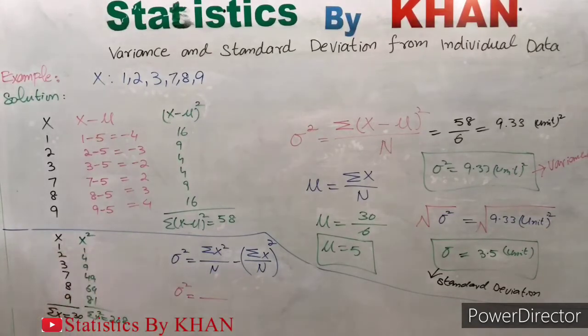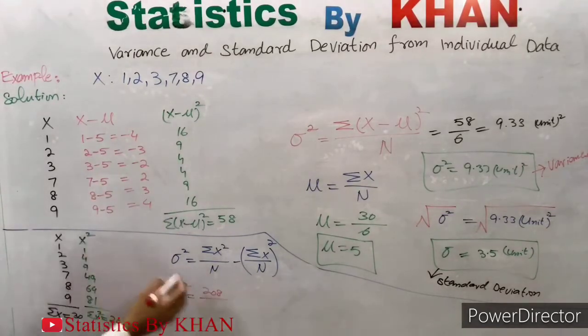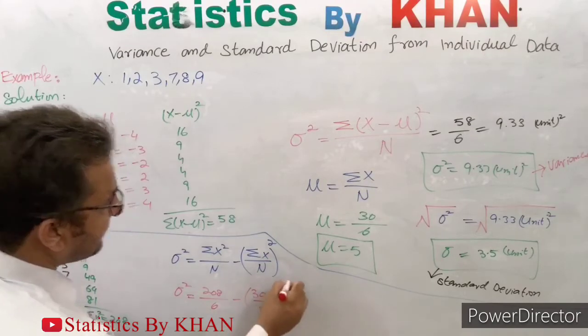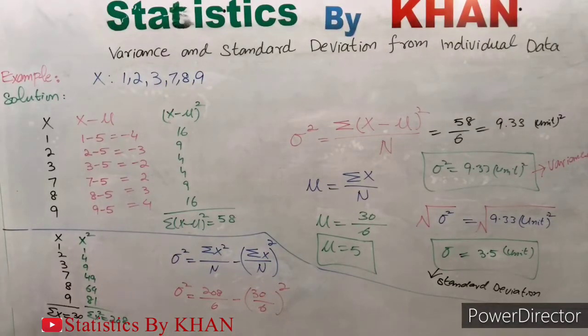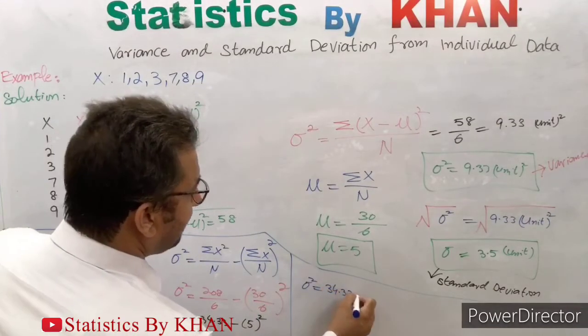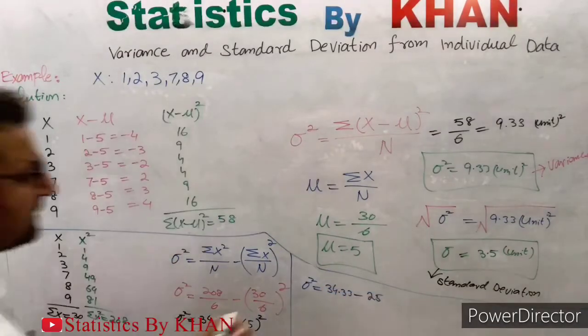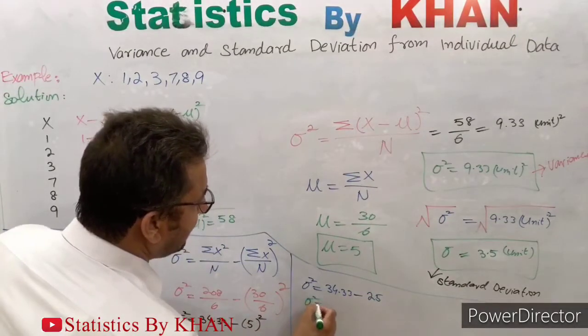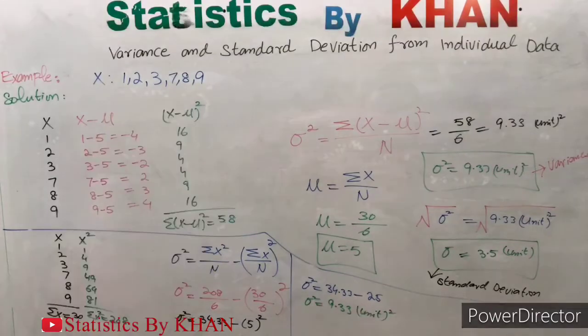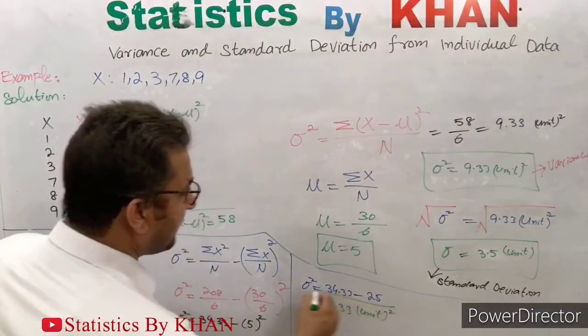For summation x square, we will put 208, and for n, we will put 6. Minus, for summation x, we will put 30, divided by n, for n we will put 6, and we will square it. Okay, in the next step we will simplify it. So 34.33 minus 25. Finally we will get sigma square is equal to 9.33 units square. And hence this is the final answer of the variance.